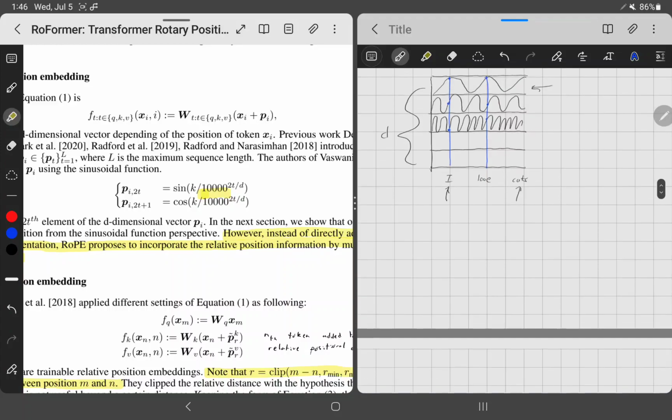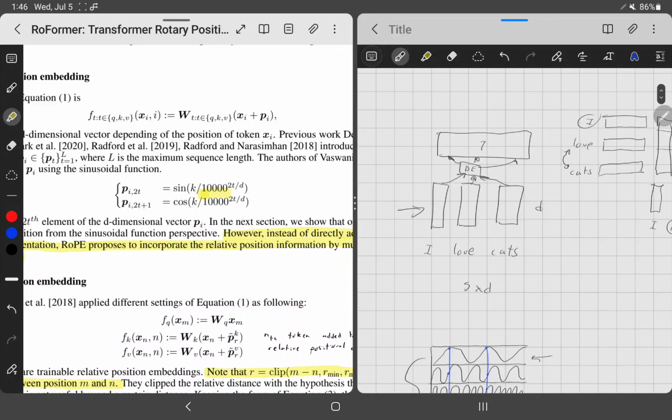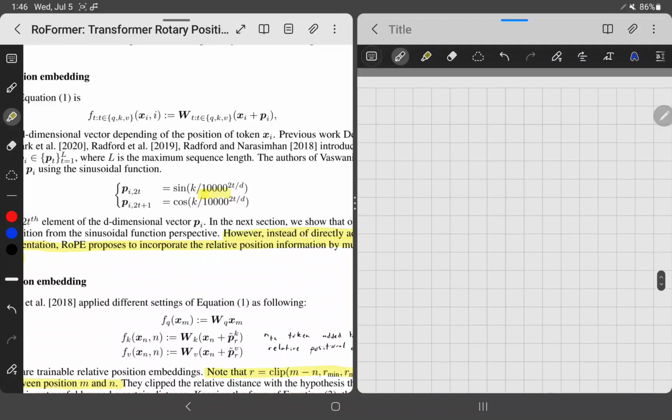Now there's some problems with them. The first problem is they're only added to the input. So if I have this input I love cats, you add them right here. And then in the transformer, they're not added again. So if in a transformer you have your sequence here, you add the positional encodings, and then you send this through the first transformer block. And then you send that through another transformer block. And again, you keep sending this through a bunch of transformer blocks.